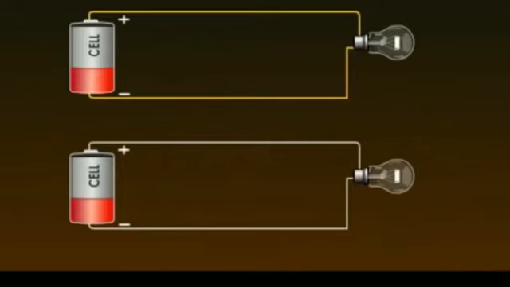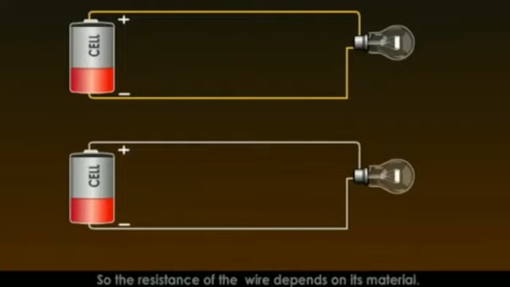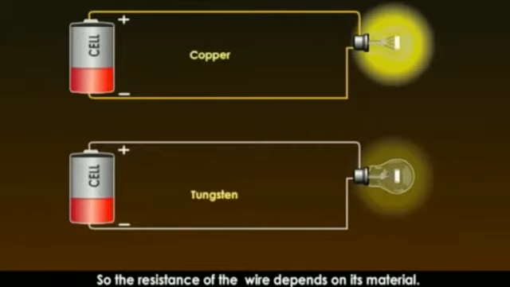The arrangement of atoms is different in different materials, and resistance of a material depends upon the collision between electrons and atoms of the material of the conductor. So, resistance depends on the material. Copper offers less resistance than tungsten, so the bulb glows brightly when copper is connected in the circuit.